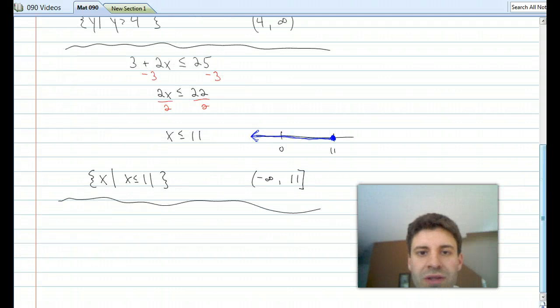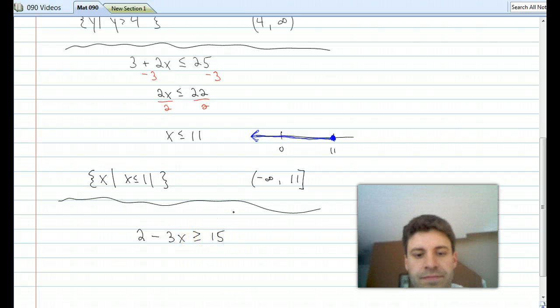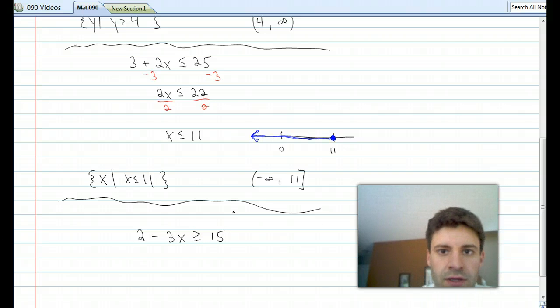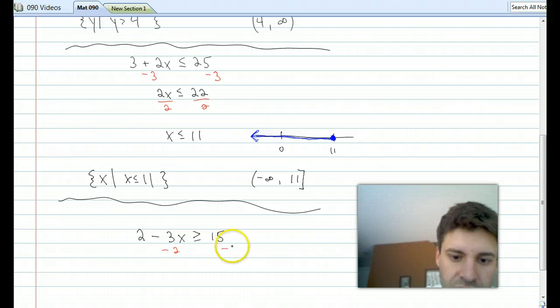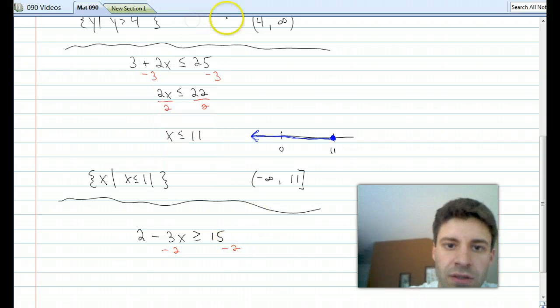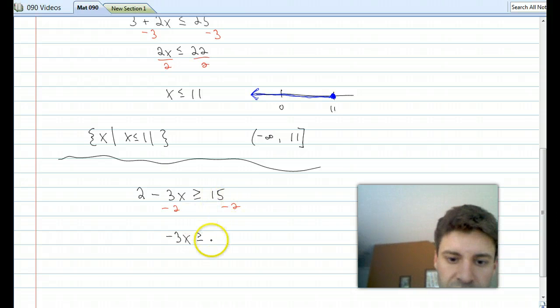Now I mentioned earlier that there's one little trick that you have to remember when you're solving inequalities, and here's an example that demonstrates that. Let's say we instead had 2 minus 3x is greater than or equal to, we'll say 15. Okay, so we want to get x by itself, and getting x by itself involves getting rid of this positive 2. To get rid of that 2, we subtract 2 from both sides. That's going to leave us with negative 3x is greater than or equal to 15 minus 2 is 13.